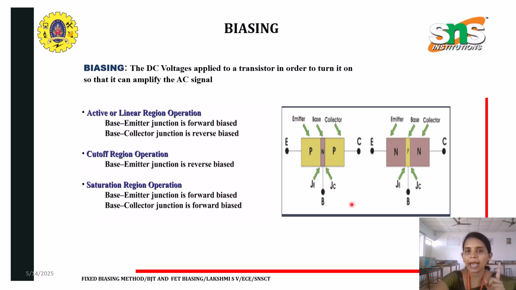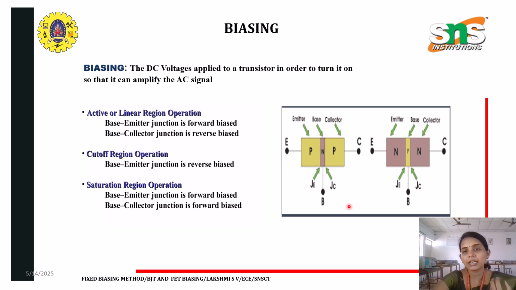One is the active or linear region. In the active region, we could see that the base emitter junction is forward biased and the base collector junction is reverse biased. When this type of connection is given, the transistor is said to be in the active region, where the transistor is going to work as an amplifier.